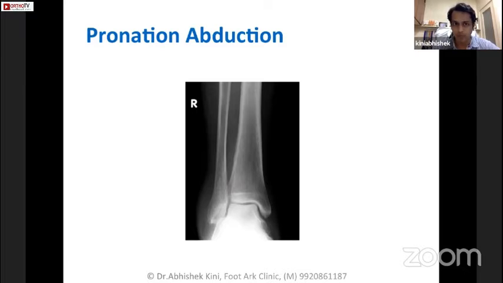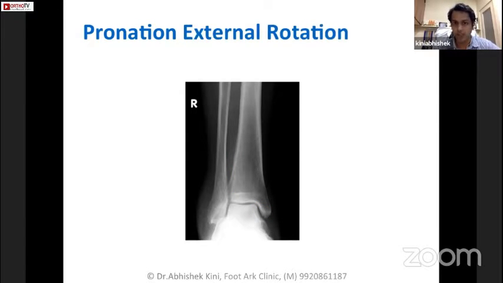In a pronation abduction injury, it starts medially where you have a deltoid or a medial malleolus fracture. Then you have a syndesmotic injury and you may have a comminuted fibula. In a pronation external rotation, again, you have a medial malleolus or a deltoid, like a medial column injury first, going on to syndesmosis, and you'll have a suprasyndesmotic fibula fracture.